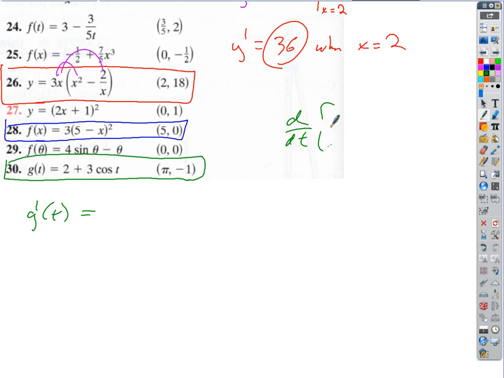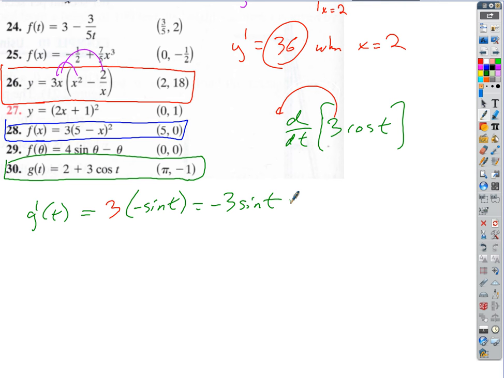If I'm differentiating with respect to t this term, 3 cosine t, remember that 3, I can just pull out front, right? So we end up with 3 times, what's the derivative of cosine t? So we get negative 3 sine t. And so if we want to evaluate this at t equals pi, I would just say g prime of pi equals, what am I going to get? Negative 3 times the sine of pi.